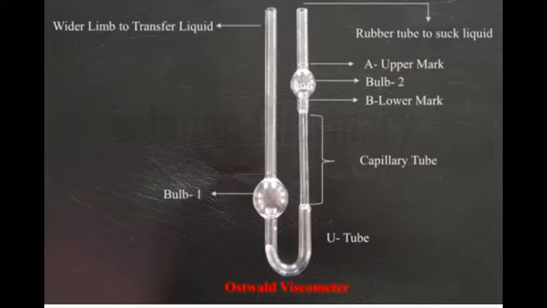There are two marks on the upper and lower side of bulb 2, which are called upper mark and lower mark, and marked as A and B in the given figure. Then we attach one rubber tube on the upper side of the right limb to suck the given liquid from the viscometer.